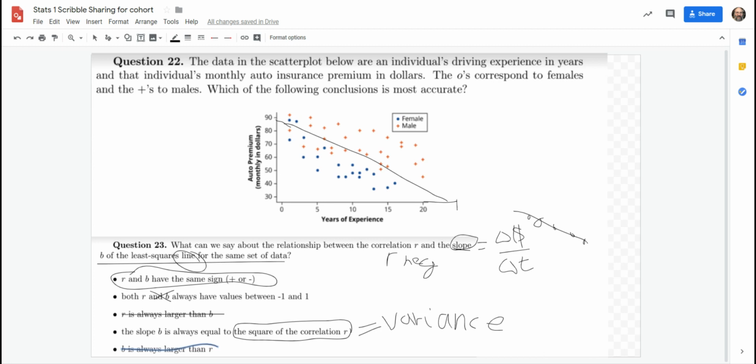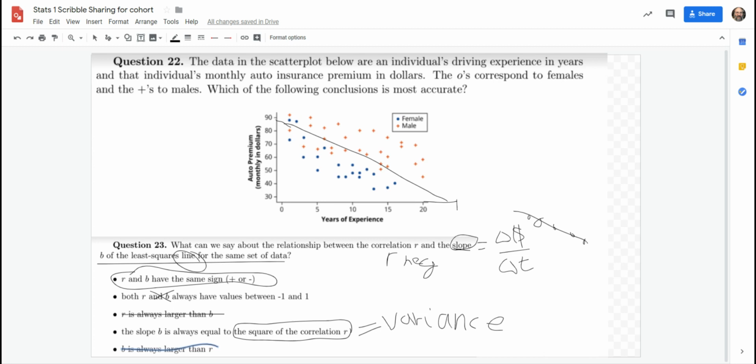I could measure it in decades of experience. Sorry, I could measure it in days of experience, right? You would not get your premiums down much every day, right? $4 a year. That's about a penny a day. That's a very, very small 0.01 as a slope. Well, that's, again, B just depends on the units that you're looking at.